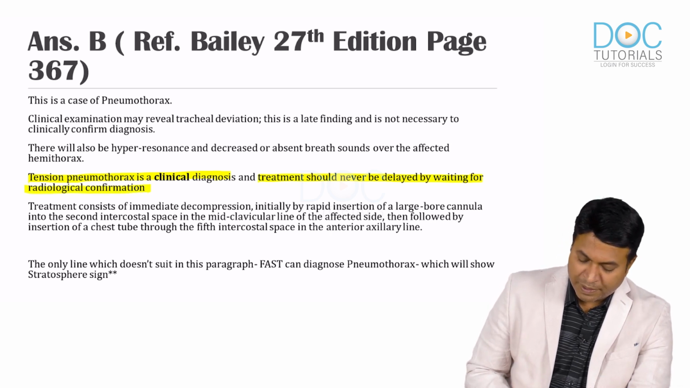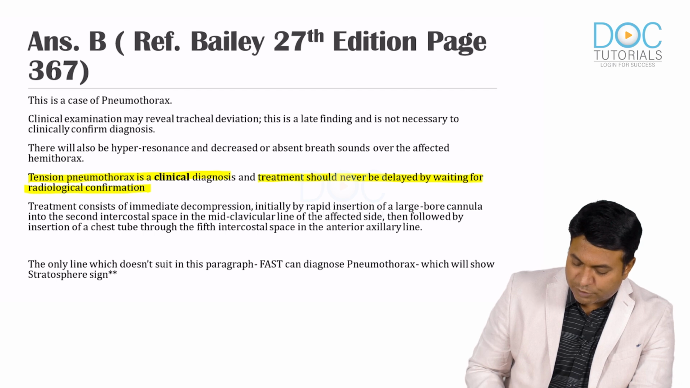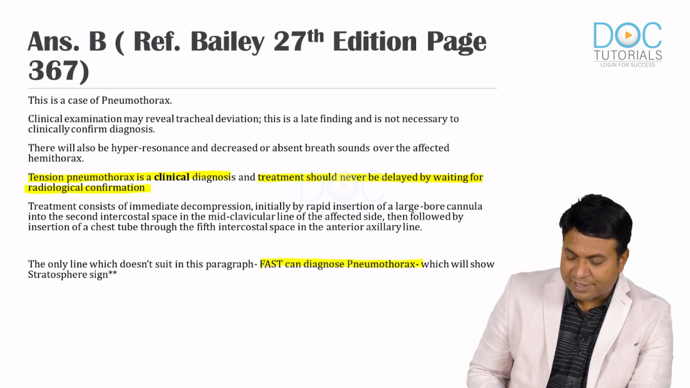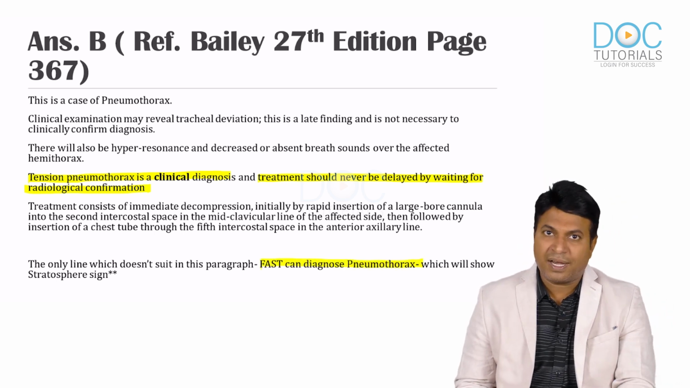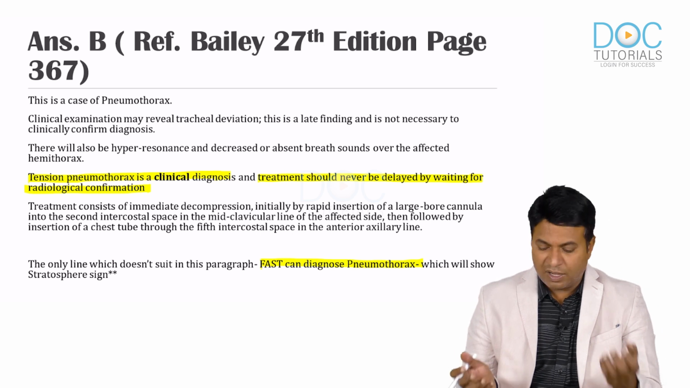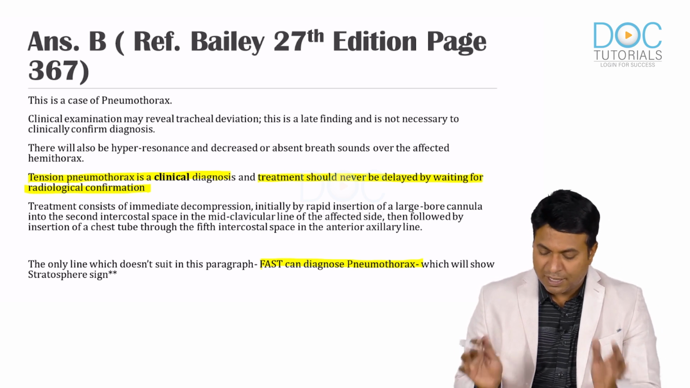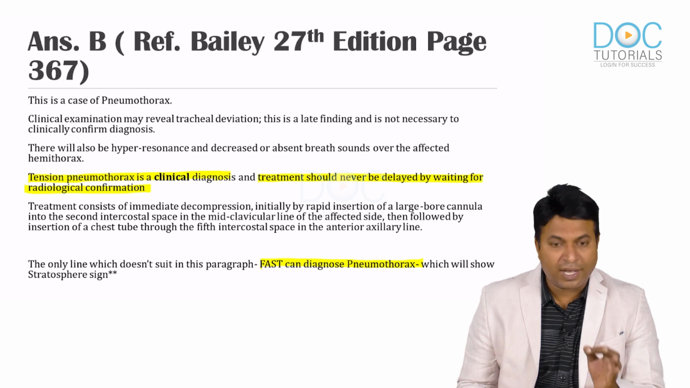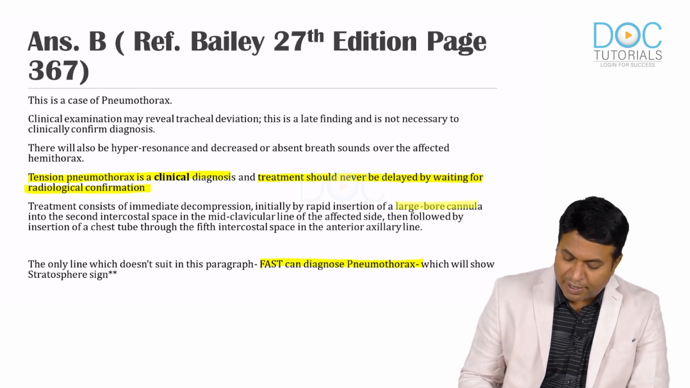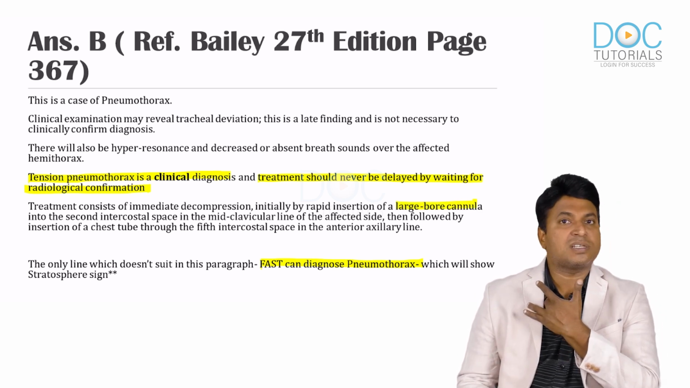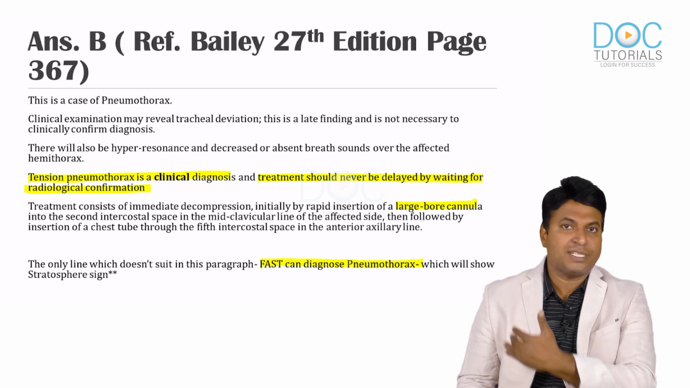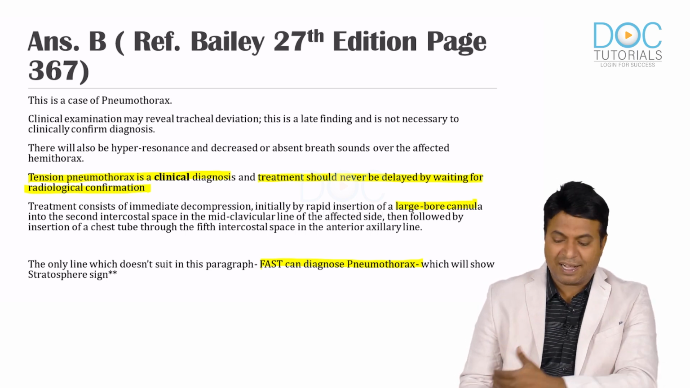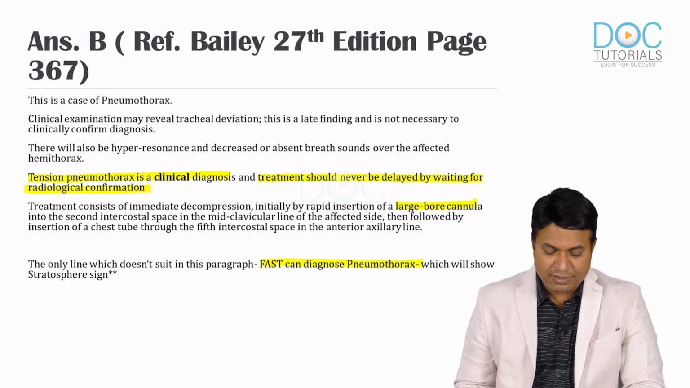Please don't forget, the only line which doesn't suit in this paragraph is that FAST can diagnose pneumothorax, but it is operator dependent. Maybe the operator would have missed the pneumothorax findings of the stratosphere sign, so we cannot depend on that. So immediately put a needle, a large bore cannula. Bailey says to put it in the second intercostal space mid-clavicular line, but it is now changed to the fifth intercostal space, mid-axillary line, which is the correct answer now. So follow this for your exams.